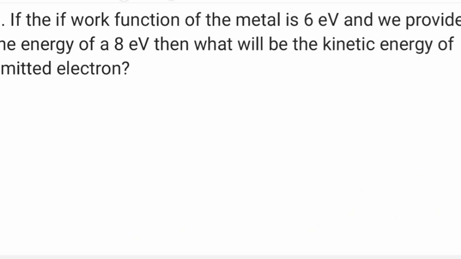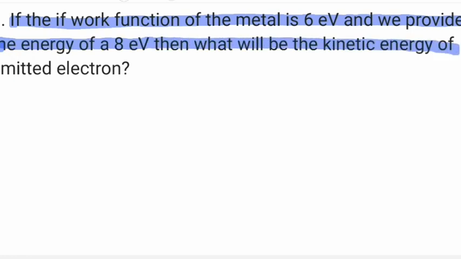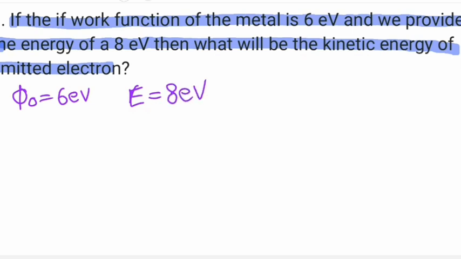The question says that if the work function of the metal is 6 electron volt and we provide the energy of 8 electron volt, then what will be the kinetic energy of the emitted electron? Here the work function is already given as 6 electron volt and the energy which we provide is 8 electron volt. So we already know that if we are providing extra energy, the kinetic energy of this electron will be 8 minus 6, which equals 2 electron volt.